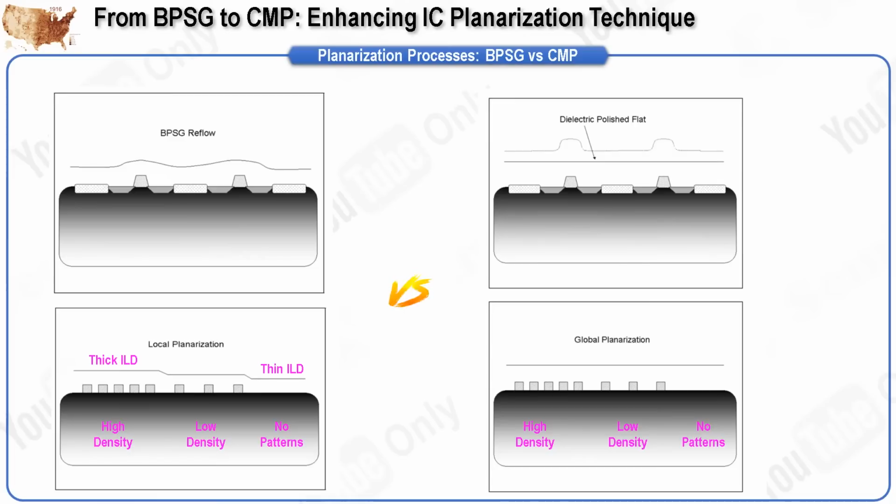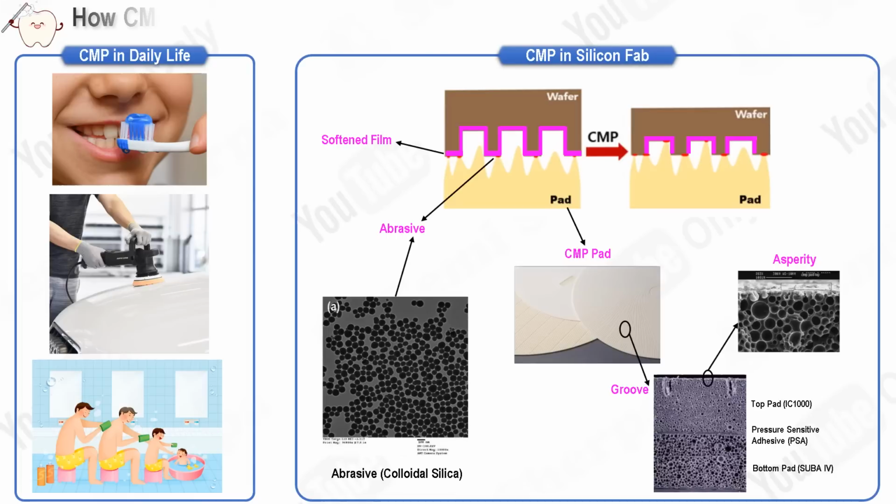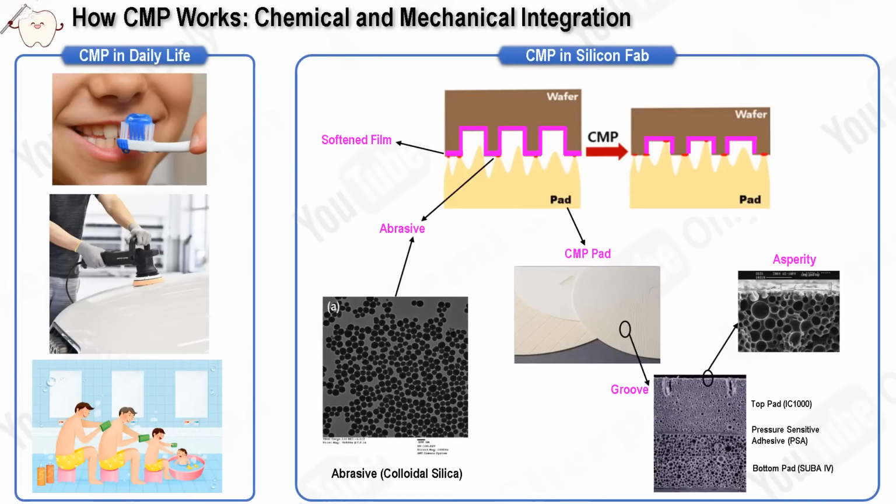Initially, CMP faced reluctance due to defect issues such as surface scratching and residual abrasive particles post-polishing. However, continuous advancements in CMP technology have effectively addressed these concerns, establishing CMP as a universally accepted and crucial component of modern IC processing. Now, let's talk about what CMP is.